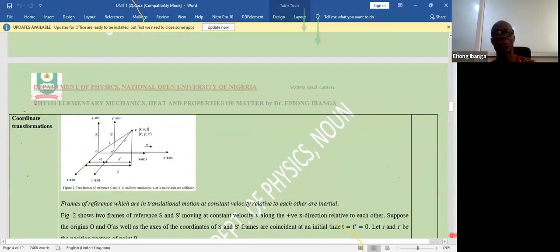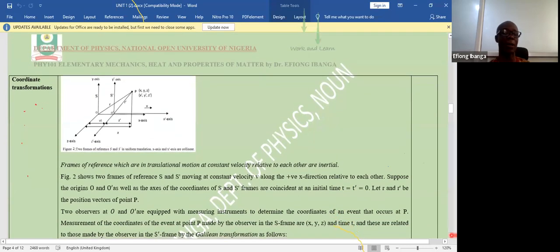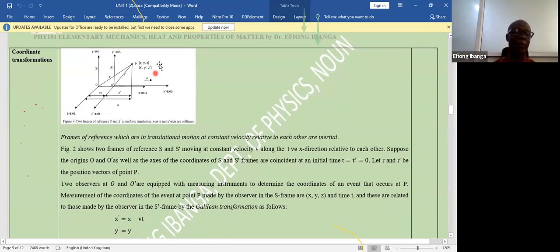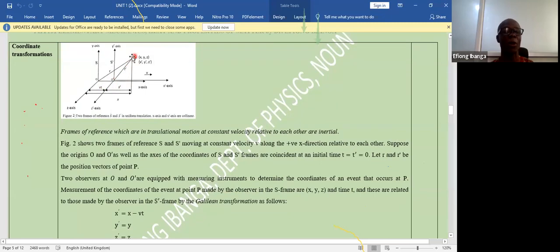Oftentimes you notice in your TMA questions and in the opening part of the course material that there's this diagram. This diagram is drawn here to give us an idea of how we can relate the position of a point in space to two observers, one that is stationary in space, if it is possible, and the other moving at constant velocity relative to him. In this figure, we have two reference frames, S and S prime, and observers at the origins: O in one frame and O prime in the other.